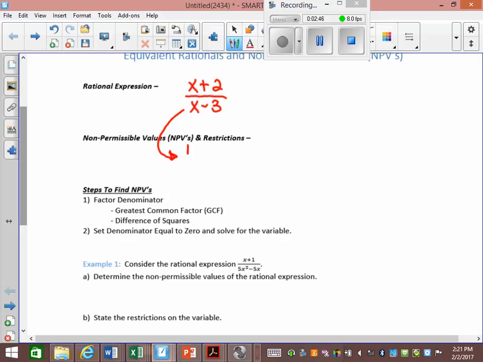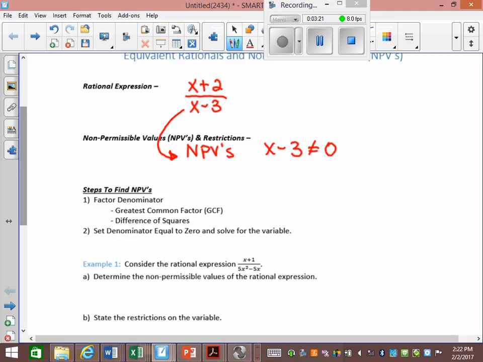So if we wanted to find the NPVs of this question, I don't care about the x + 2 because that's not an issue. Even if it was 0 in the numerator, I'm allowed to have a 0. I can go 0 divided by 7, and my calculator will say 0 is the answer. But if I go 7 divided by 0 in my calculator, it'll say error. It won't let you do it. So you can have a 0 in the numerator, but you can't have a 0 in the denominator, the bottom. So what am I going to do? I'm going to take that denominator, x - 3, and say it can't equal 0 because it can't. It's a rule in math.